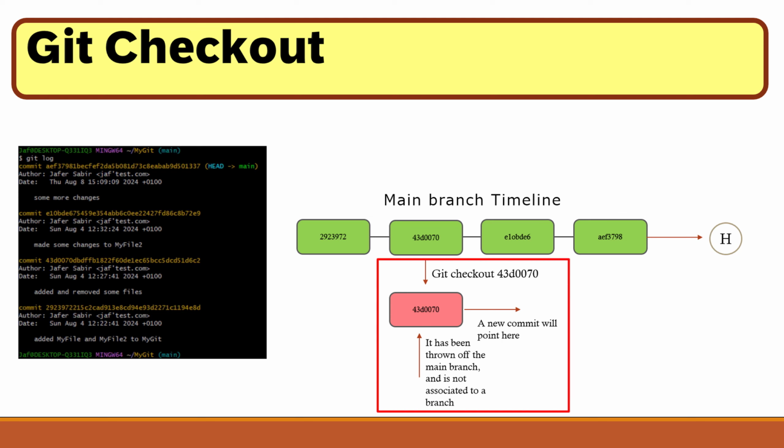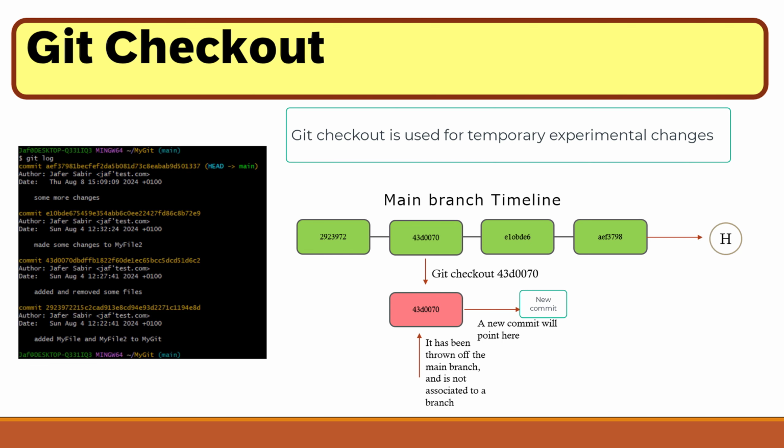So what we can see is if I do a git checkout and we use the 43D0070, the second commit in our timeline, which is on the left, is added and remove some files. This in effect takes you out of the main branch timeline. So in effect it's being thrown off the main branch and it's not associated to any branch. And if we do a new commit, it will point to the end of this commit, so it's not associated to any branch. So why would we use git checkout and the implications of a detached head state?